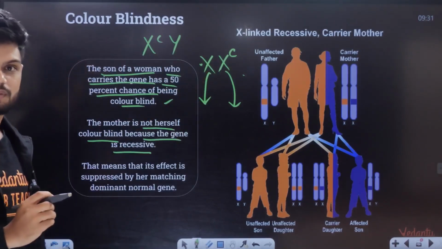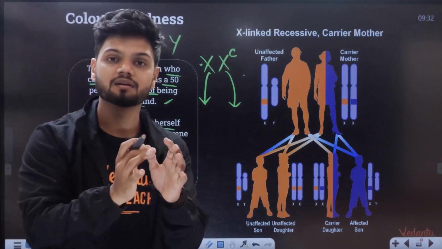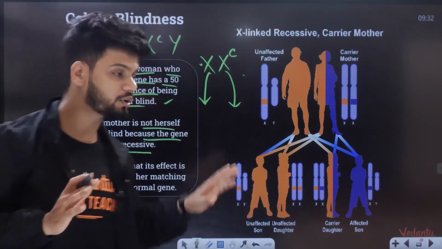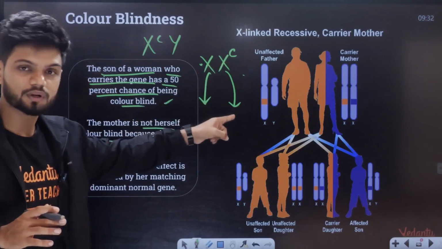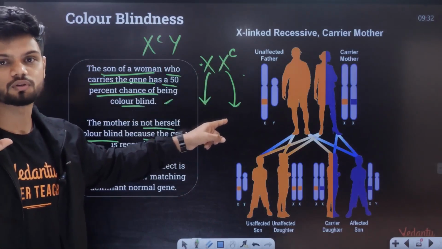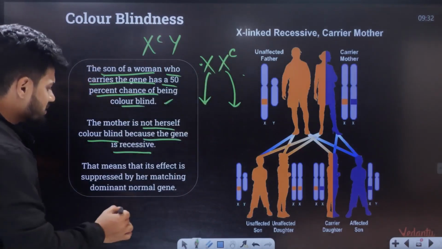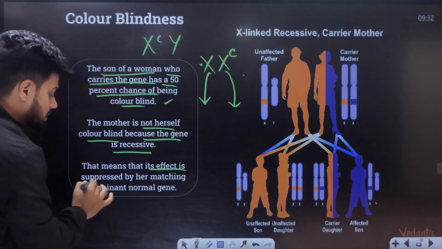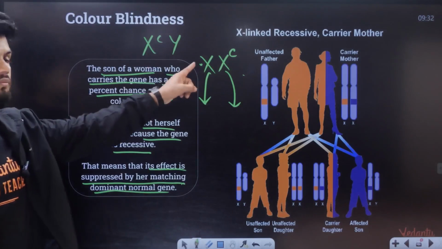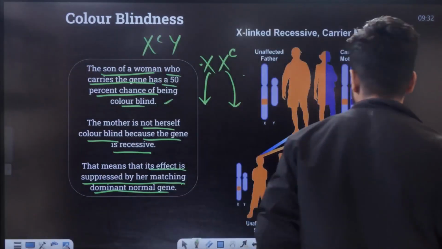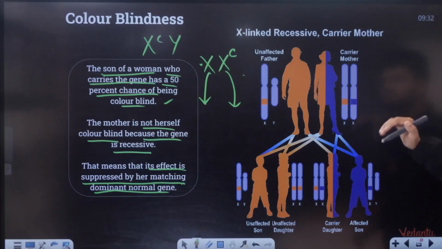So most of the time, the females are carriers and males are generally affected because we only have one X chromosome. If the male has the affected X chromosome, they are colorblind for sure. In a female, the effect is suppressed by her matching dominant normal gene. So usually the males are affected and the females are carriers.